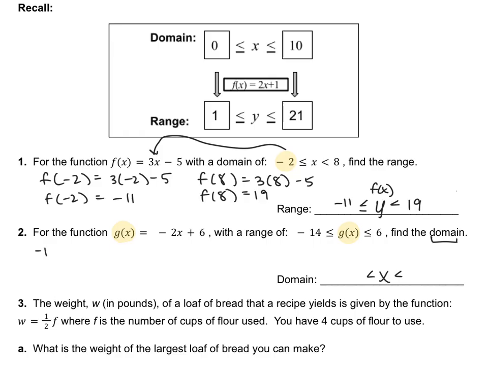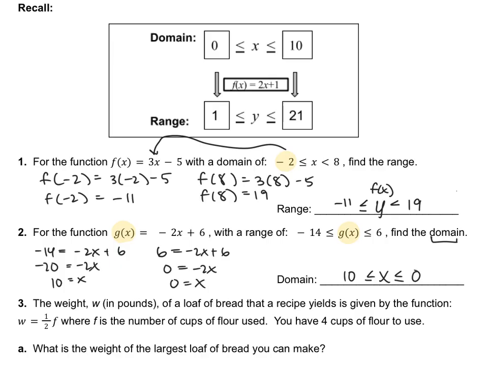So if I replace g(x) with -14, -14 equals -2x plus 6. I'm going to subtract 6 and divide by -2, and so x would equal 10. And since the function can actually equal -14, that means x can also equal 10. Then I'm going to do it with 6. So 6 equals -2x plus 6. That's going to get me 0, and then divide, x would equal 0.